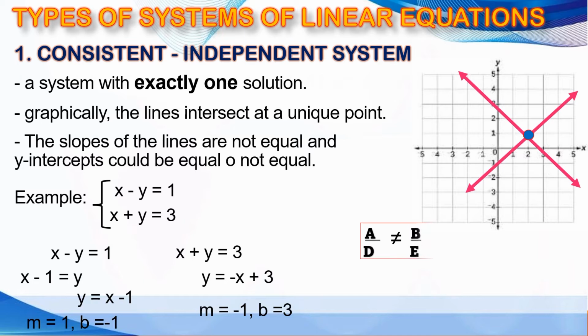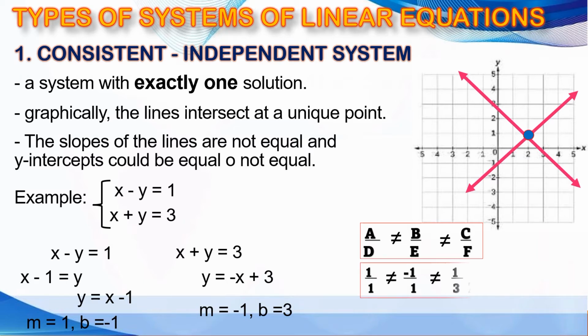So, using the standard form of the linear equations in two variables, we can check whether the given system is consistent or independent using this pattern. So we have A over D must not be equal to B over E, and B over E must not be equal to C over F.